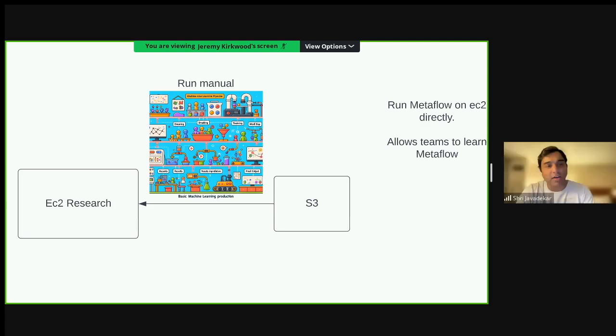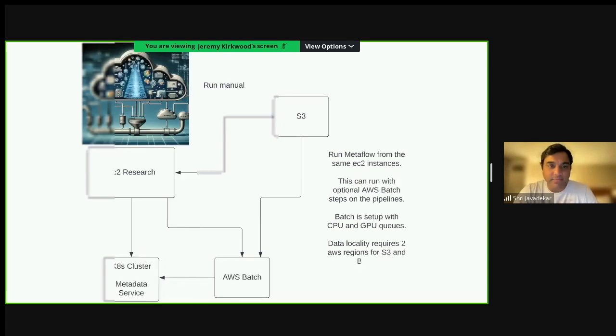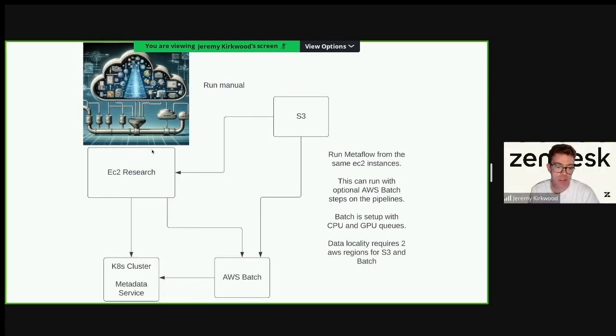Got it. Yep. And so these same instances also have access to provision stuff in Batch, and so you can still have a local orchestrator, but the batch decorator will work and pass things off. We have a CPU and a GPU queue to access, and that will run on different Batch clusters. And both of those will have access to the Metaflow metadata service that runs in our internally managed K8s cluster.